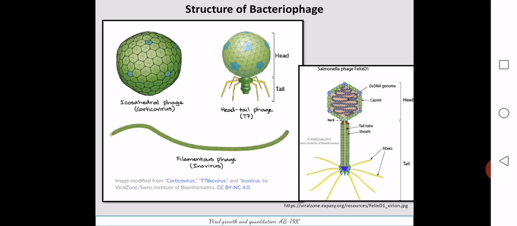structure of a bacteriophage, in which you can see there is a DNA or RNA molecule inside the head region, and the head is made up of the capsid protein, and there is a neck, and the region below that is called the tail portion. The tail portion is covered by a tail tube and a tail sheath, right? And there are tail pins and tail fibers. So this is the basic structure of a bacteriophage.